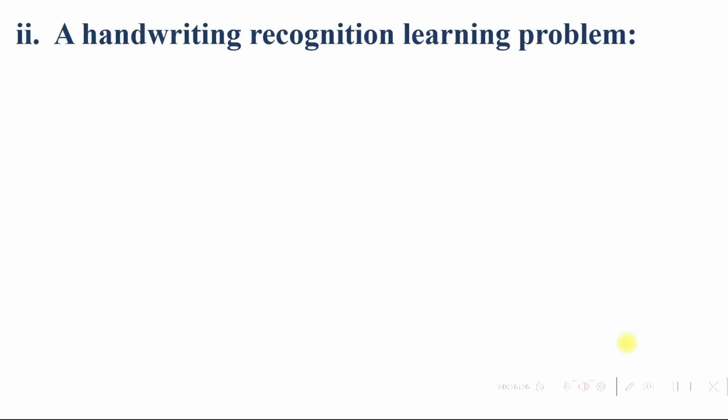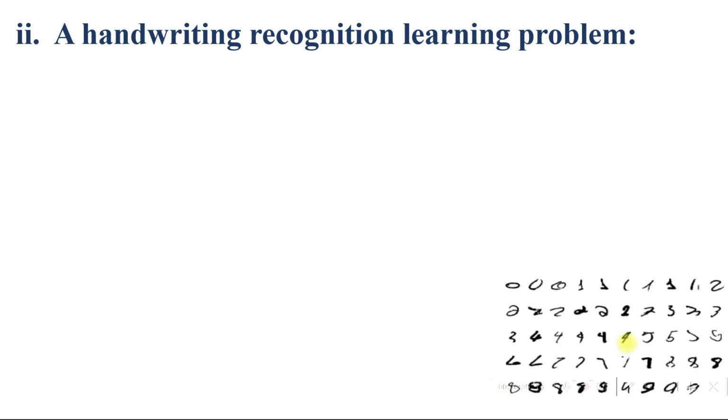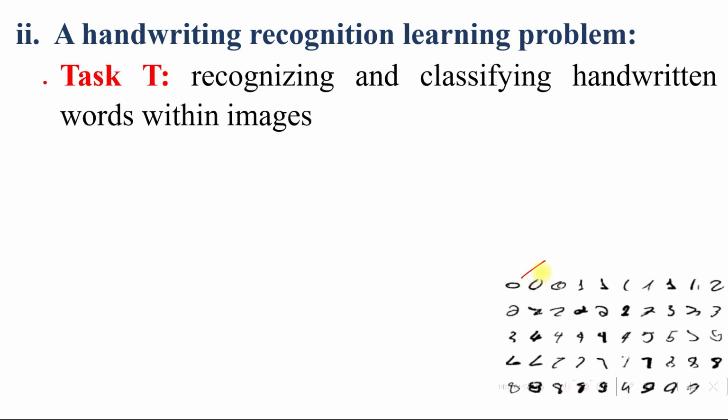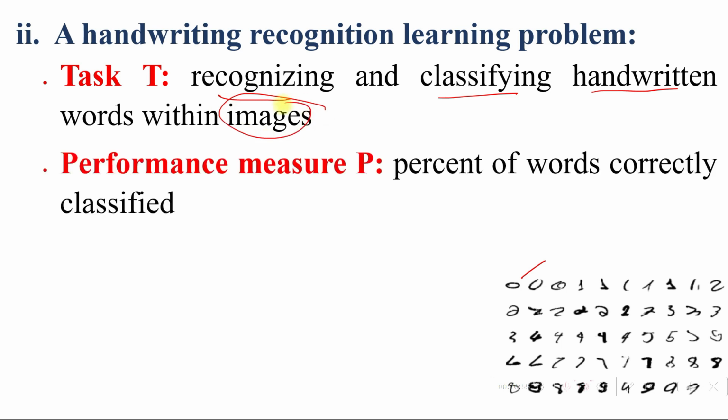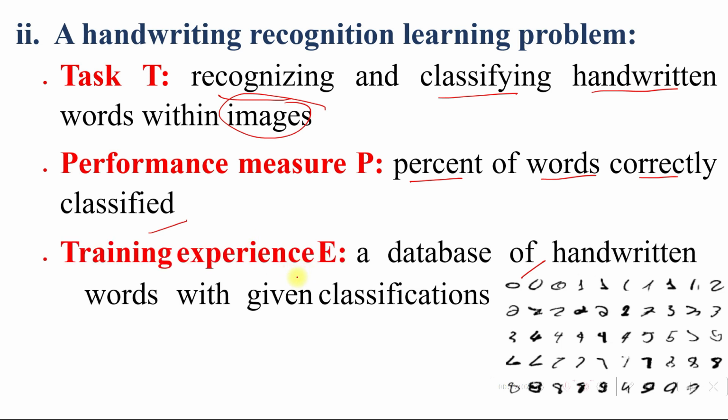Now we will see one more example, the handwritten recognition learning problem. Here a data set is given, containing a set of handwritten digits. The task T is recognizing and classifying handwritten words within the images. The performance measure P is the percentage of words correctly classified. And the training experience E is a database of handwritten words with the given classifications.